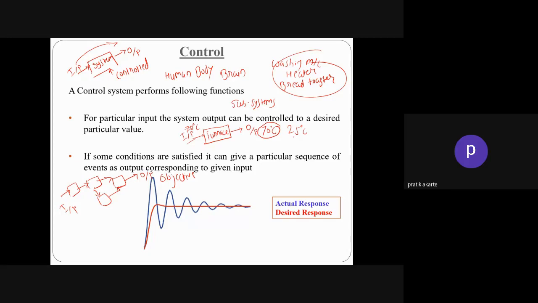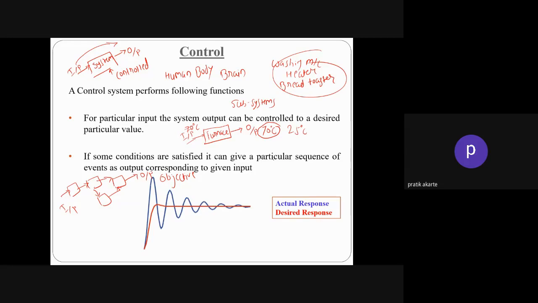That is called one of the functions of the control system: controlling the system output to a desired particular value. Second, if some conditions are satisfied, it can give a particular sequence of events as output corresponding to the given input.